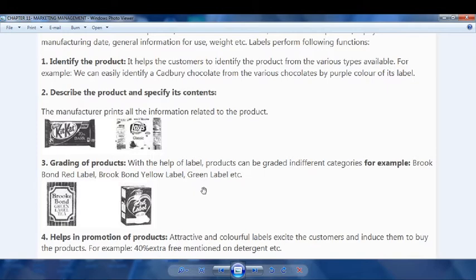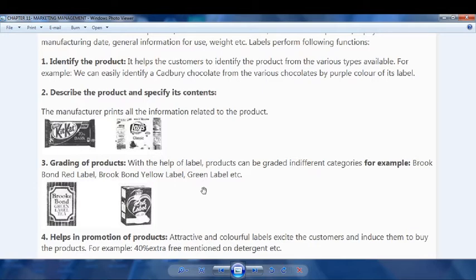To the customer, various types of products are available, and by seeing the label, the customer will be able to identify the product. For example, we can easily identify Cadbury chocolate from the various chocolates by the purple color of its label. It's very easy to identify Cadbury chocolate because of its purple color, and thus it helps in identifying the product.